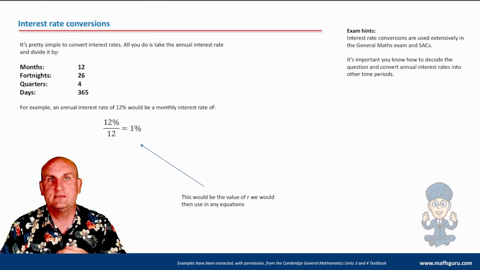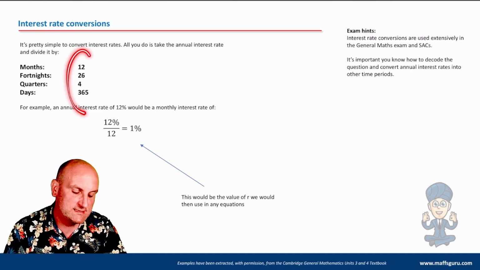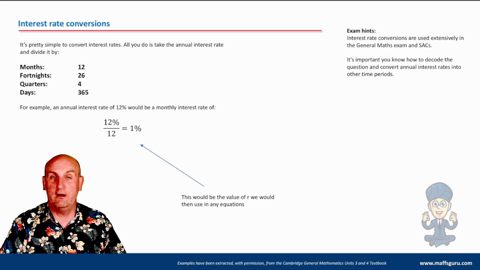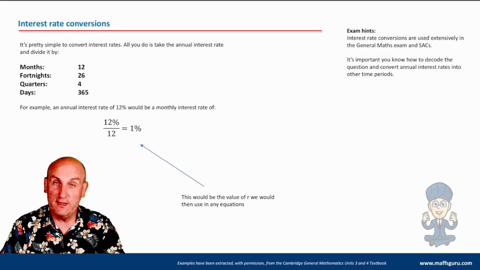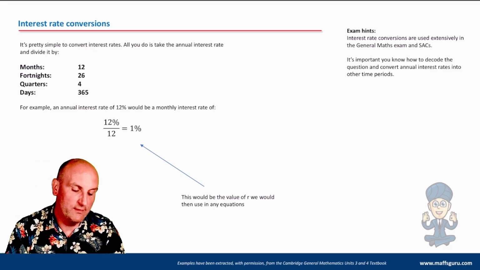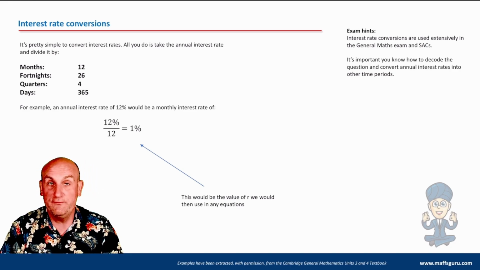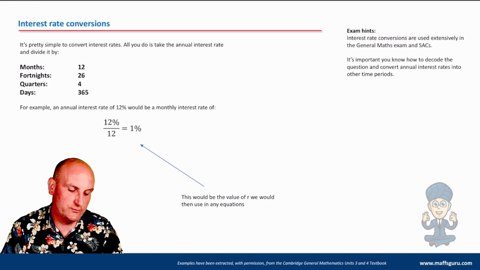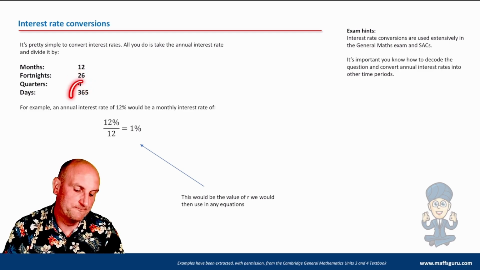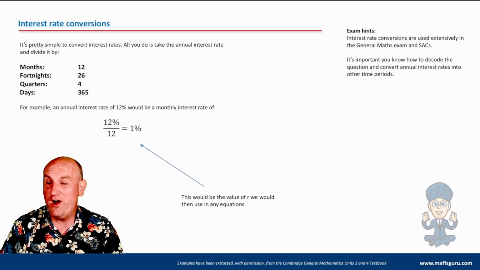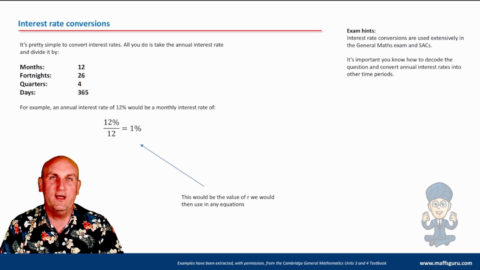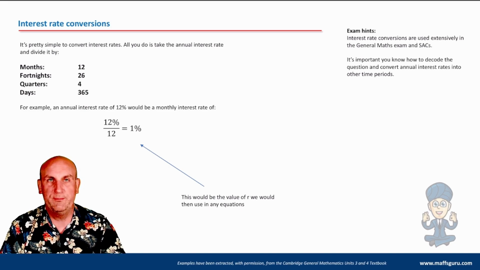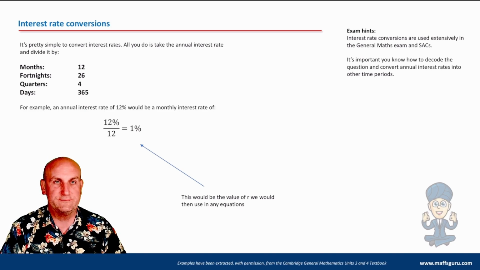Now, the thing that always surprises me is there's lots of general maths kids who basically don't know how many months there are in a year, how many fortnights there are. That's a bit more complicated, I suppose. There are 52 weeks in a year. So if there are 52 weeks, there's got to be 26 fortnights. There are 4 quarters in a year, and believe it or not, 365 days. Well, 365 and a quarter, but let's not split hairs. I don't have much of that left.